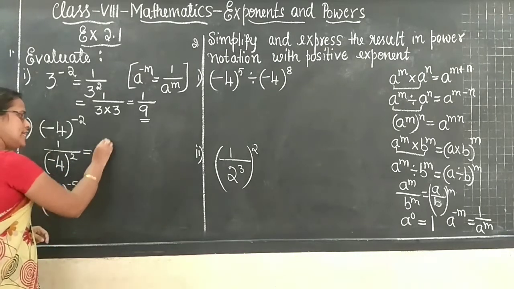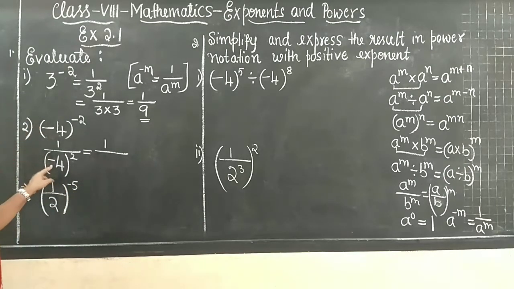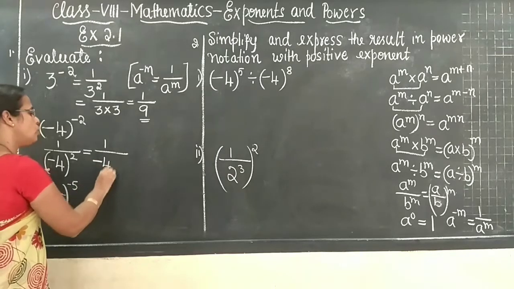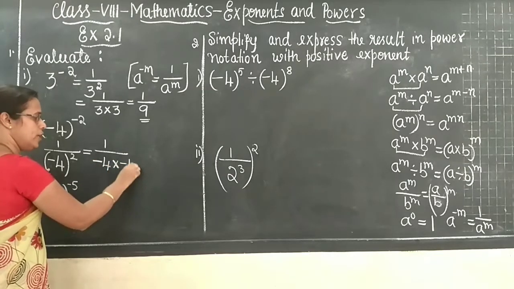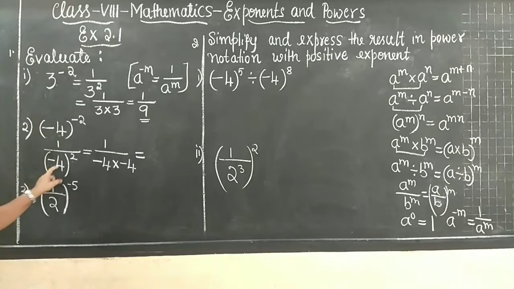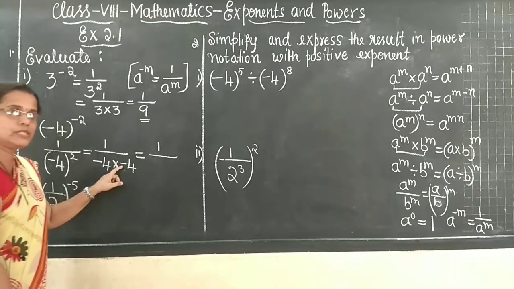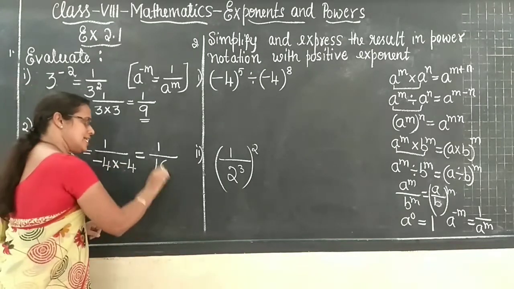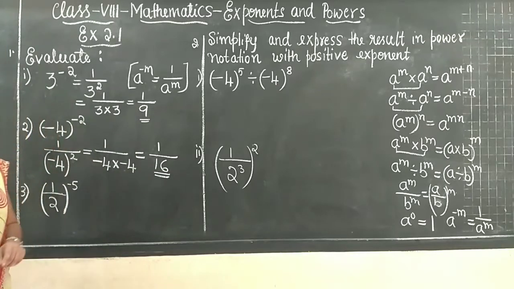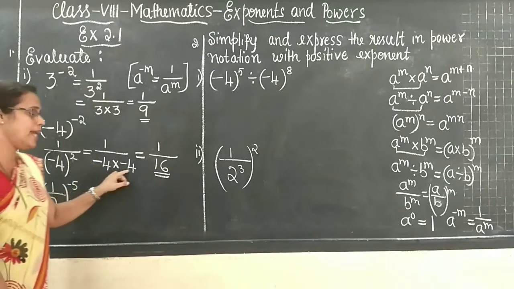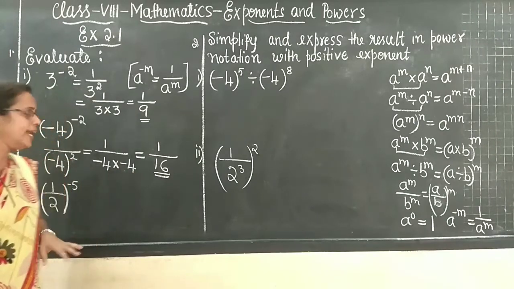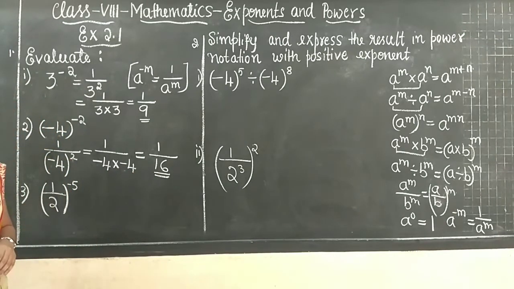So then what is the calculation here? Minus 4, how many times multiplied? Minus 4, 2 times, in the sense minus 4 into minus 4. We can write 1 by minus into minus plus, 4 4s are 16. This is the final answer. Okay, children, when you bring it to positive power, you can multiply very easily. Got it? So now let us do the next problem here.